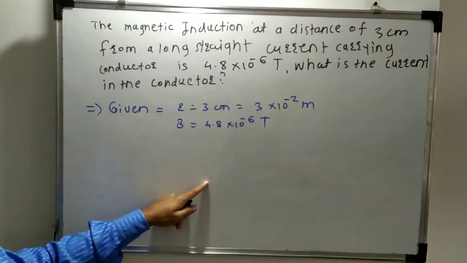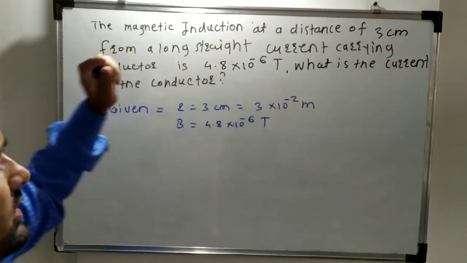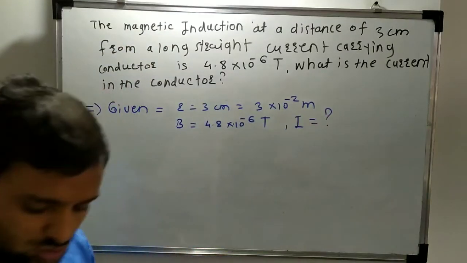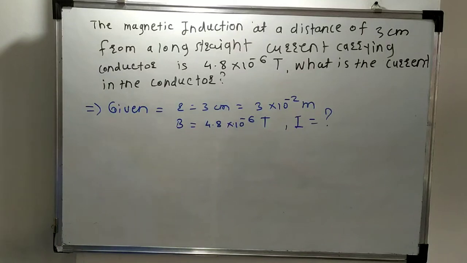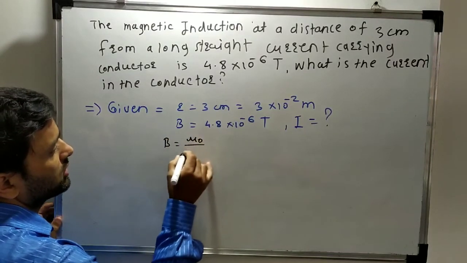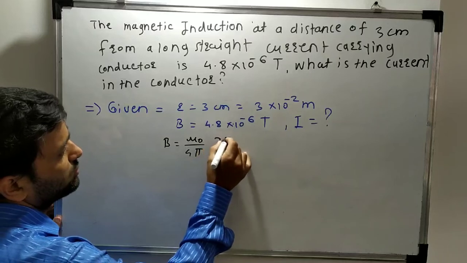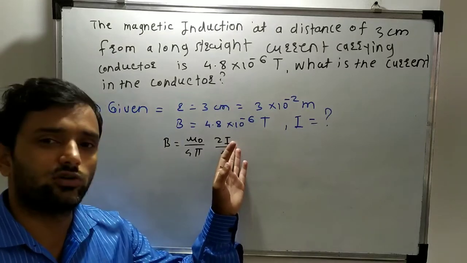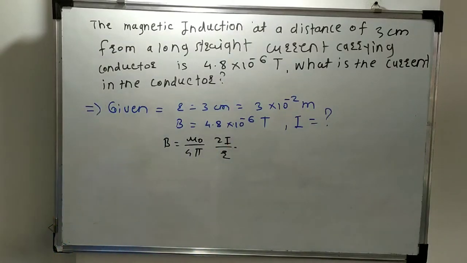So magnetic induction is given. Then what is the value of current, I? So how can one use the formula? The same formula which was used in the previous topic: B is equal to mu naught upon 4 pi into 2I upon R. Only the change is that here we are going to determine the value of I. Put the values of the given terms.